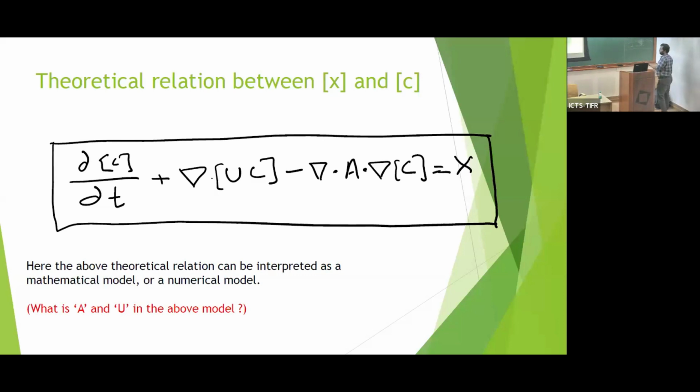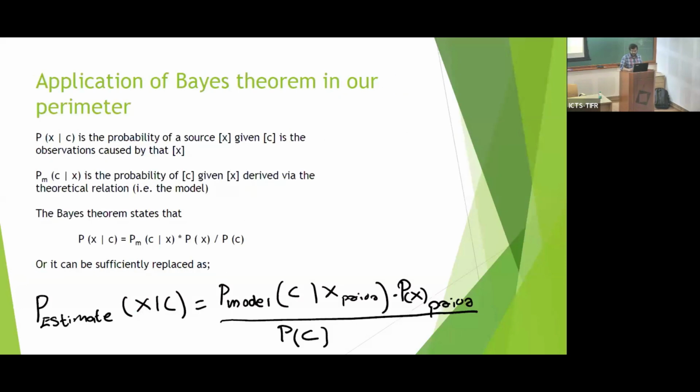So this term is the advection, this is the diffusion, and this is the source, and that is the tendency. So this is the theoretical relation. For the carbon assimilation, this is purely linear, right? There is no non-linear term, because C is not related non-linearly with U, because C doesn't affect U in carbon, okay?